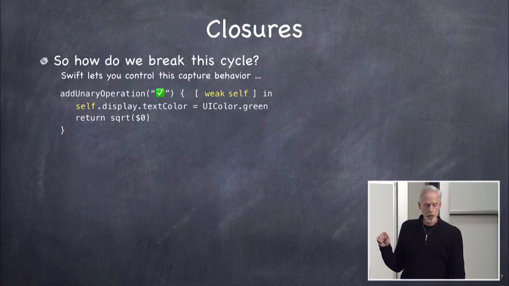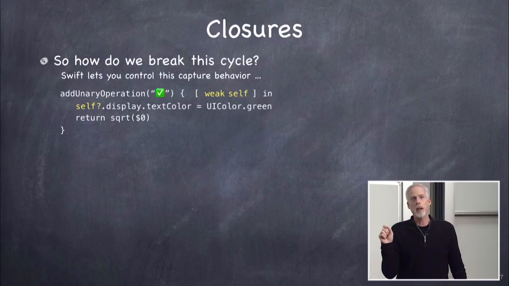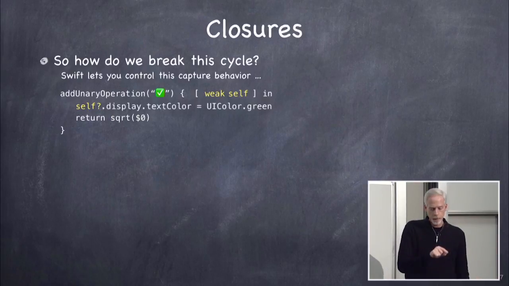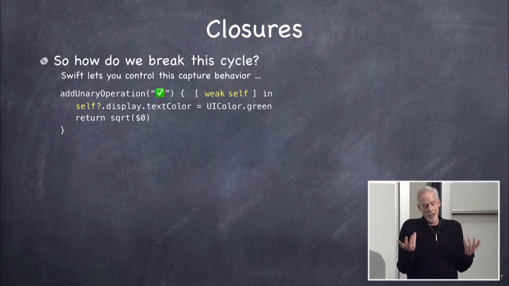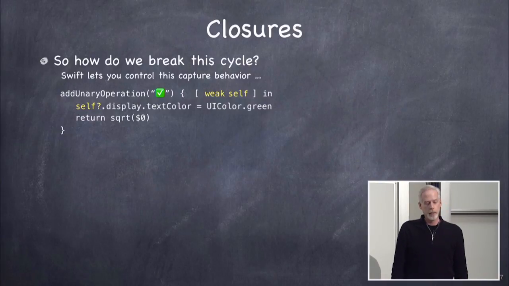But of course, since it's an optional, we can't just say self.display right there. We have to say optional chained self?.display. So that if this closure executes and the view controller is not in the heap, self? will be nil, and it will not execute the rest of that line. It'll still return the square root, but it won't turn the thing green because this view controller is not even there. All right? So that's how we can use weak to do it.